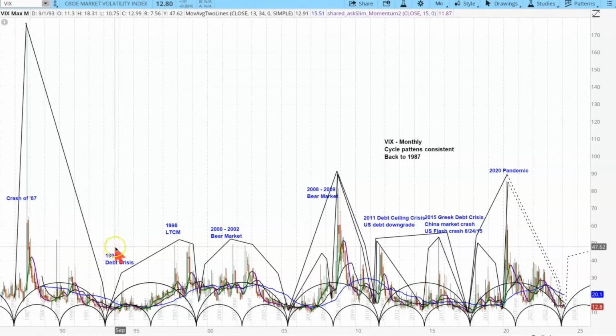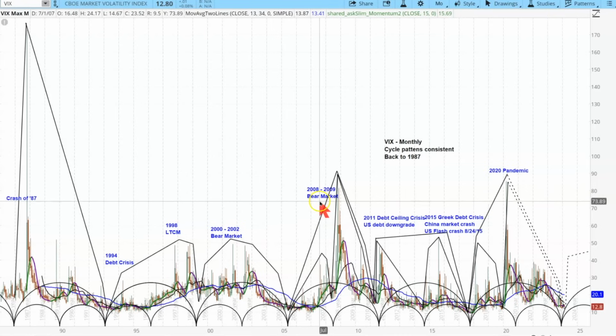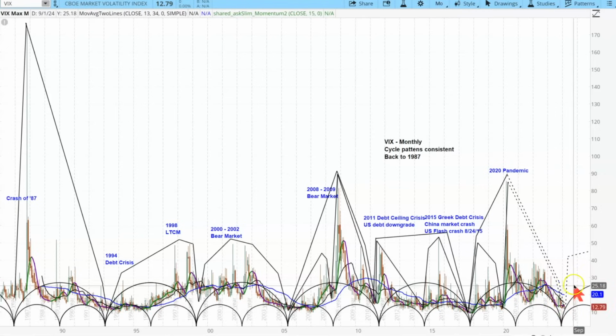Here you can see the crash of '87, the 1994 debt crisis, Long-Term Capital Management, the 2000-2002 bear market here, the 2008-9 bear market here, the debt ceiling crisis, the Greek debt crisis, remember that one, with the China flash crash, and the pandemic. Well, now you can see where we are coming to the bottom right over here, and a likely upturn in implied volatility is coming. Remember, an uptick in implied volatilities means a demand for puts. That's how it's measured. People need to protect positions, or they're short puts because they got complacent about it, and then they have to start to cover.